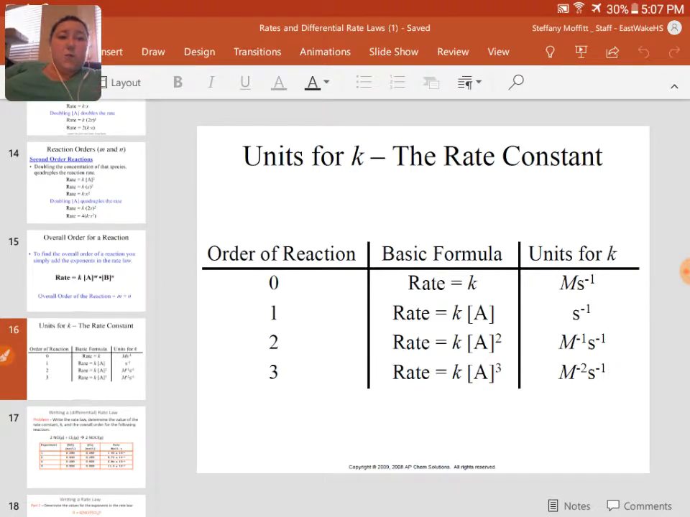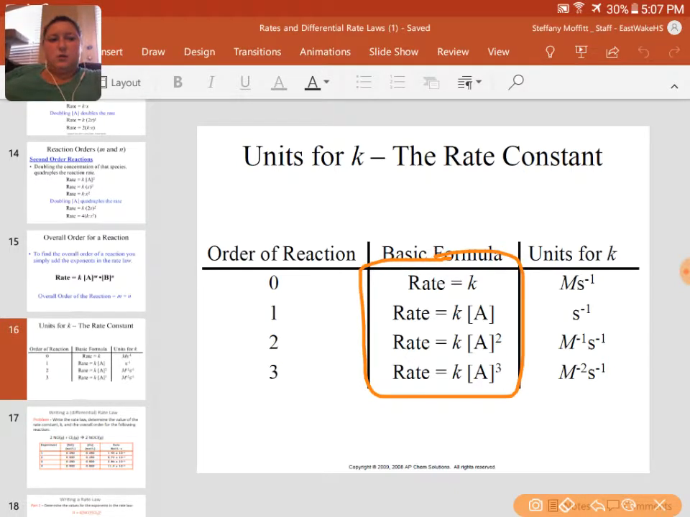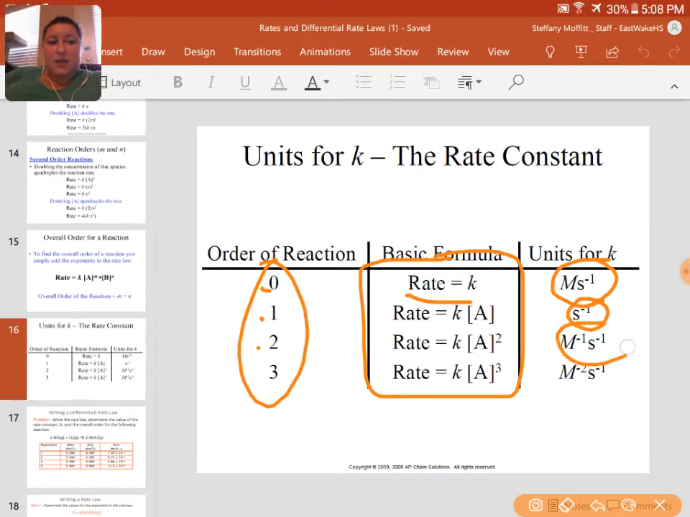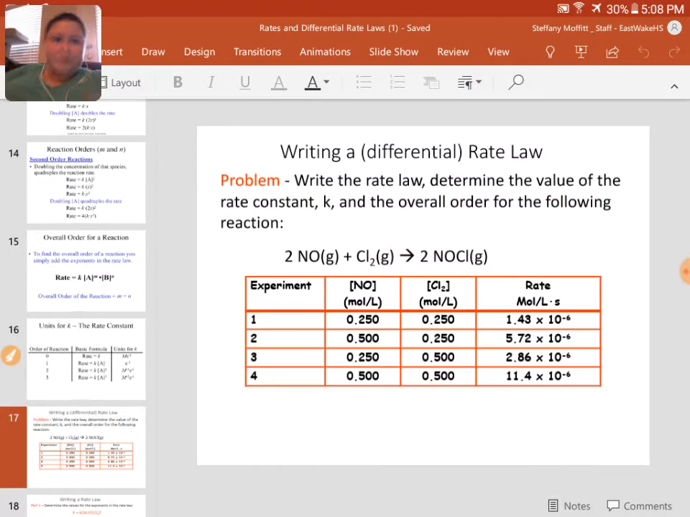So these are the units for K, the rate constant. So for zero order reactions, these are the basic formulas, and these are the orders. For a zero order reaction, your rate is equal to K, and the units for K are molar per second. If it's first order, then the units are just 1 over seconds. If it's second order, then it's 1 over molar seconds. And if it's third order, then it's 1 over molar squared times seconds, which is super complicated. But whatever, you have to roll with it.